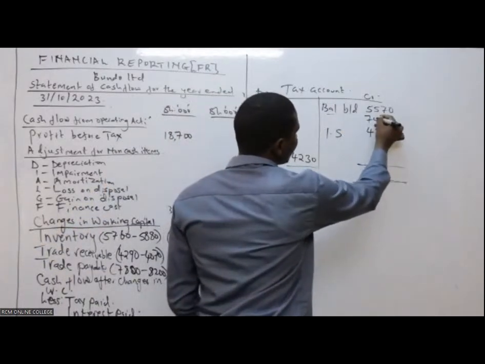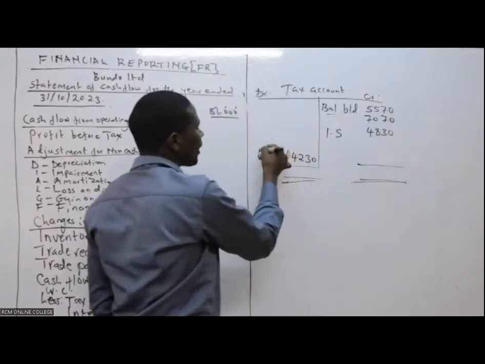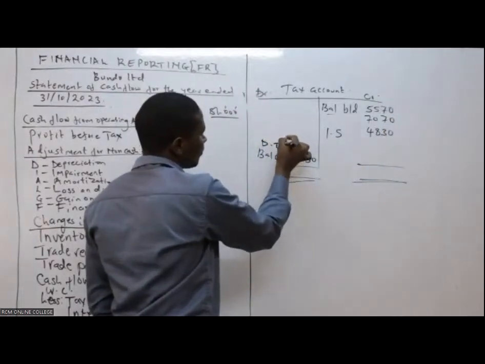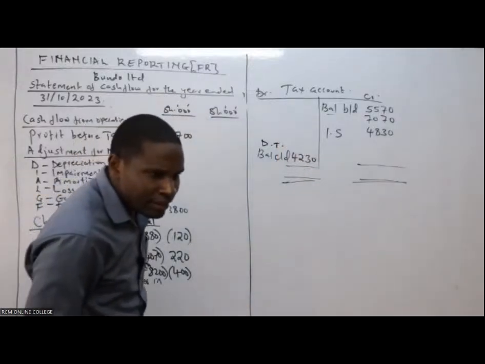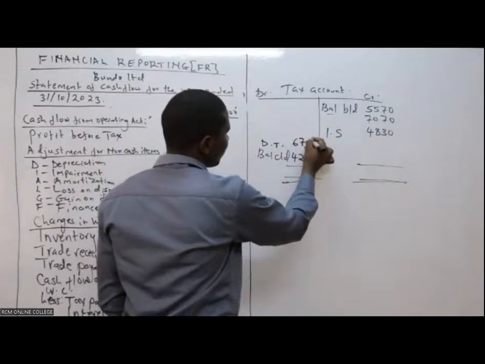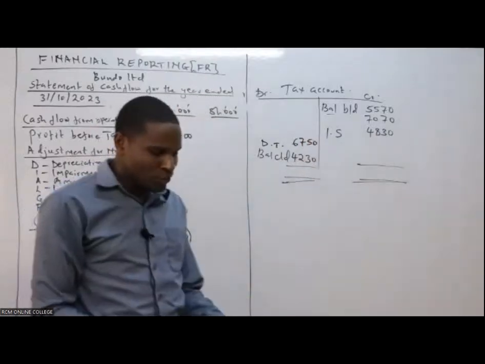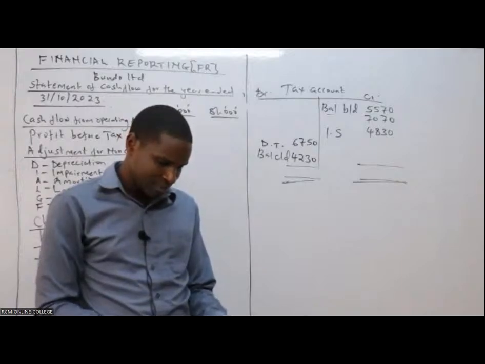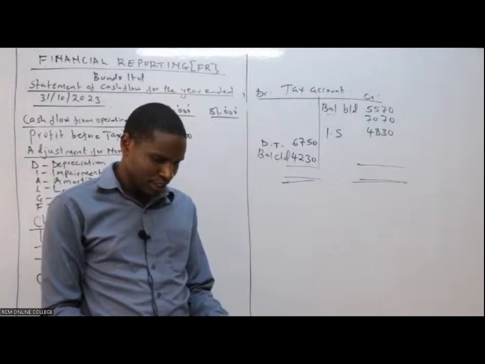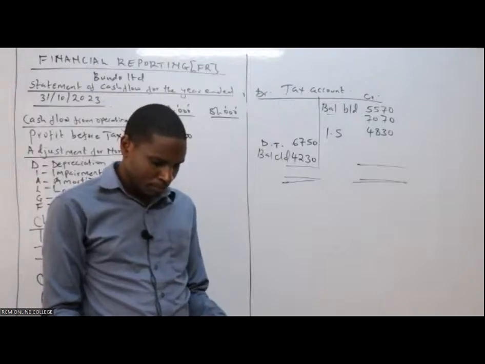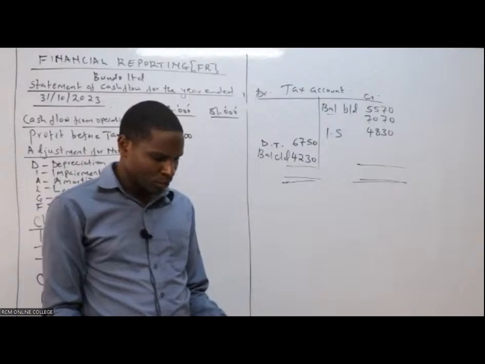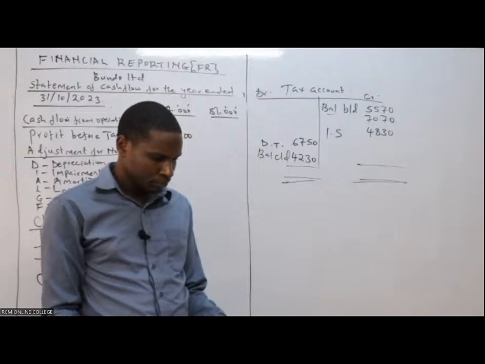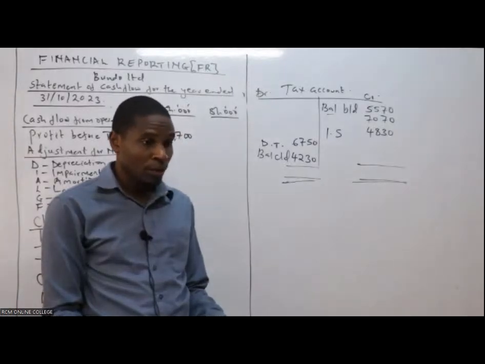70. Asante. Aha, na nipatie hiyo ya carry down ya deferred tax. 6750. Asante. Now we need to check whether we have any other information touching on our taxes here. Naona kama tuko okay. I've seen information touching on our tax here.